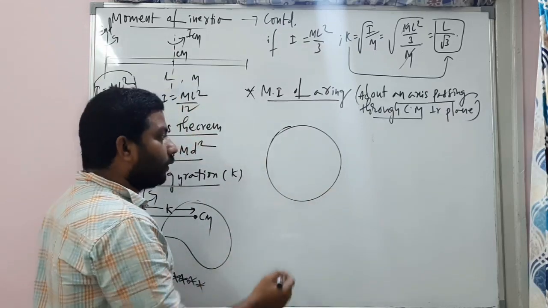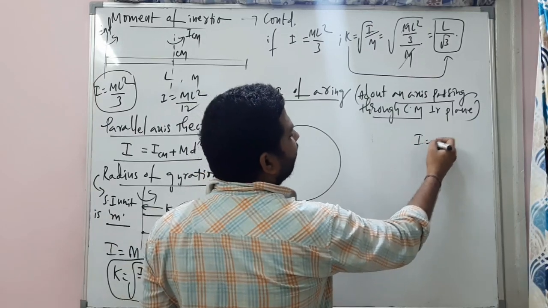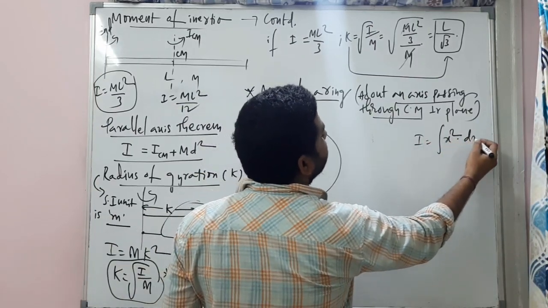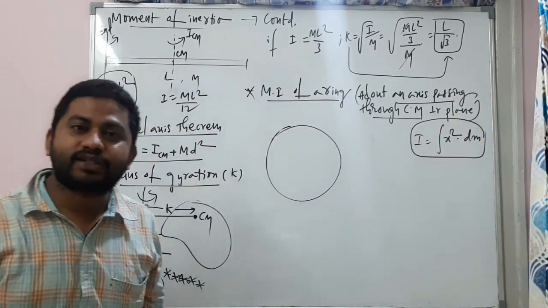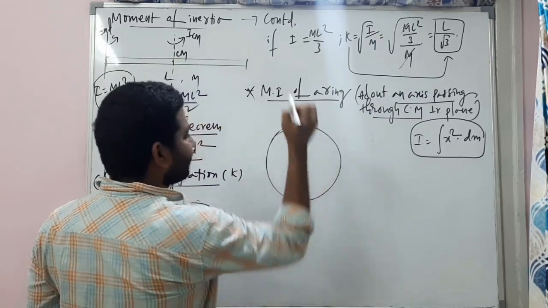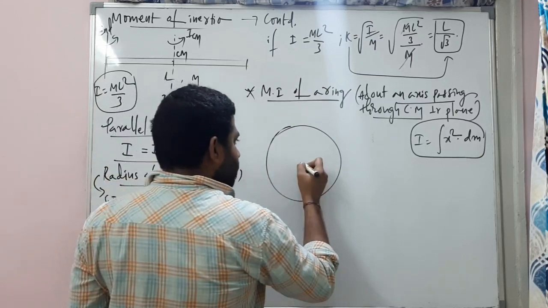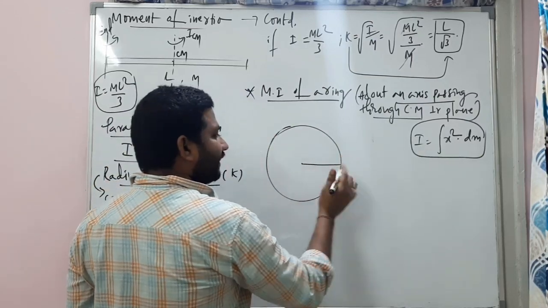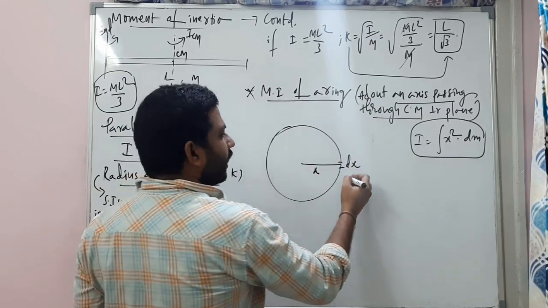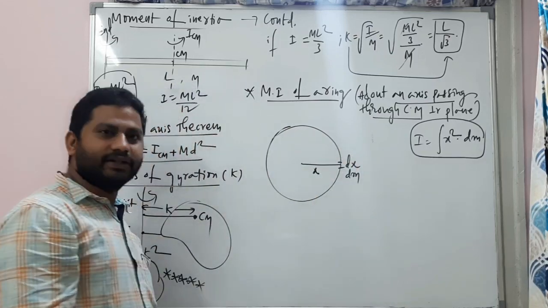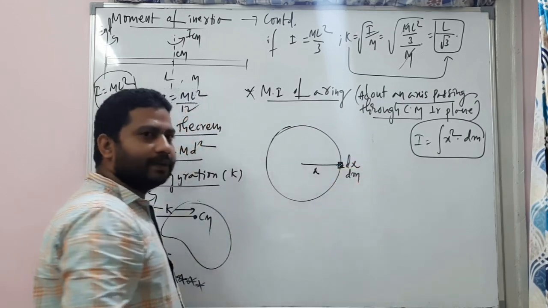Okay, alright. Now look at here, whatever it may be the situation, I have told you already, the moment of inertia in the continuous mass distribution formula is I is equal to integral x square dm. All right, and this is the center. Okay, from here at a distance x, a small length element dx and small mass element dm is considered. This is dx and its mass is dm.